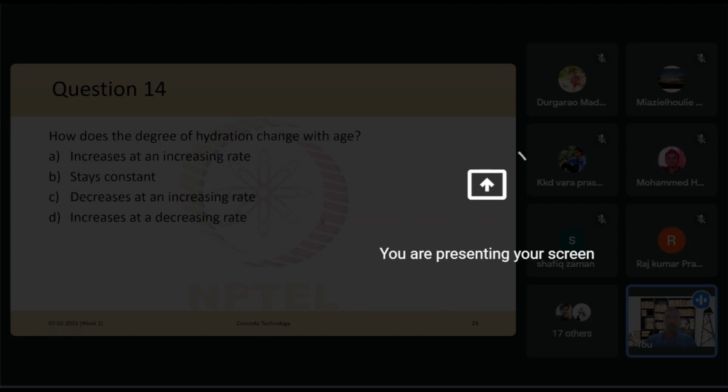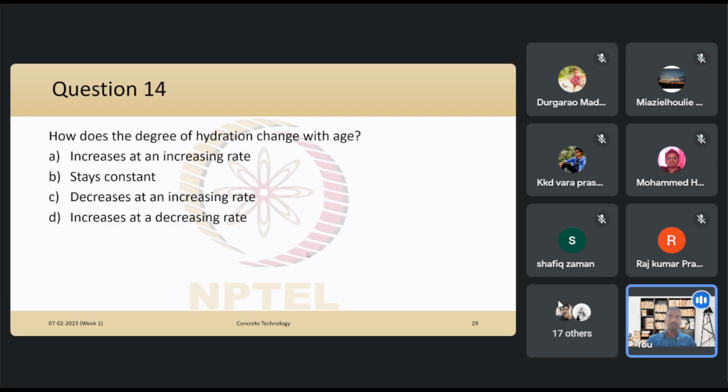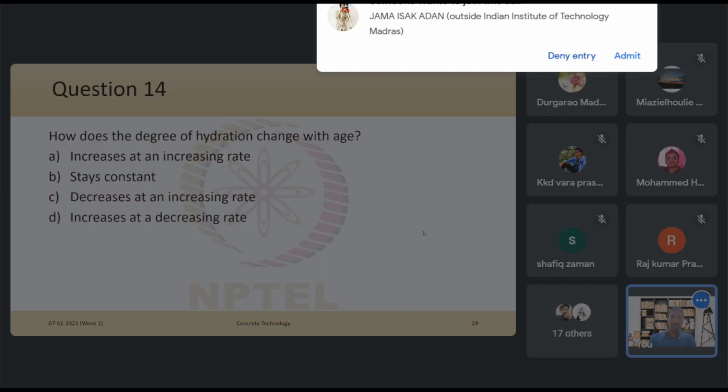So question number 14 is, how does the degree of hydration change with age? The options are, it increases at an increasing rate, it stays constant, decreases at an increasing rate, or increases at a decreasing rate. Okay, I have launched a poll, you can put your answer in it.